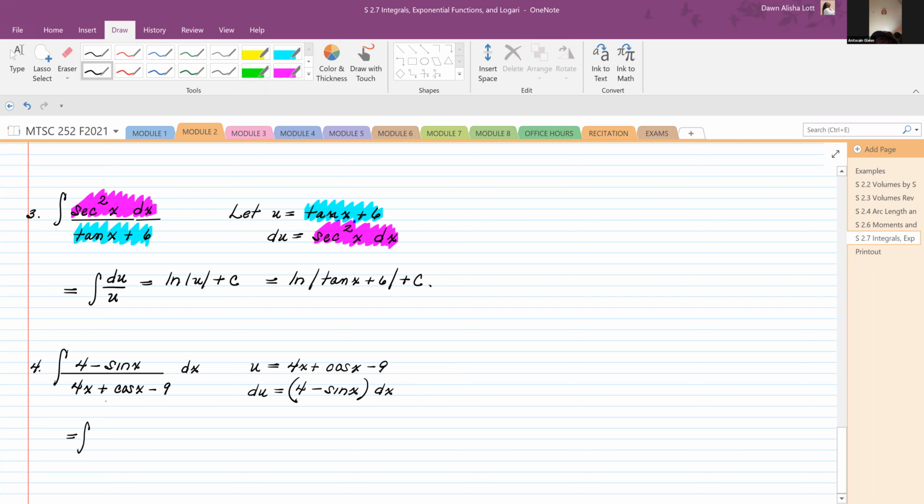Yes. So our next step would be the integral of du over u equals ln absolute value u plus c, and that will equal ln absolute value of 4x plus cosine x minus 9, plus c. Okay, are we good, guys?